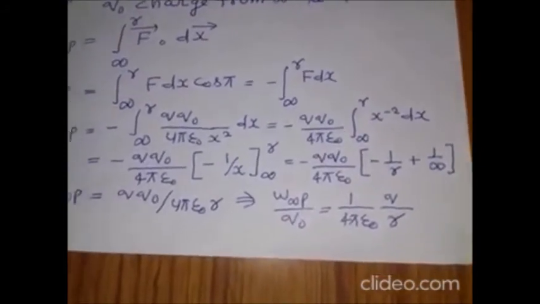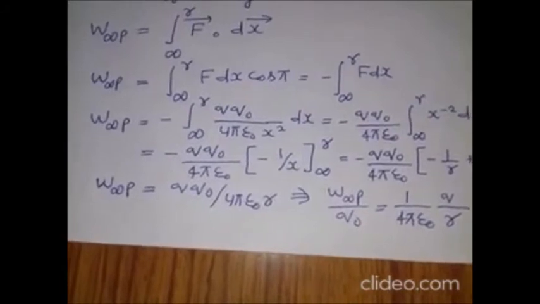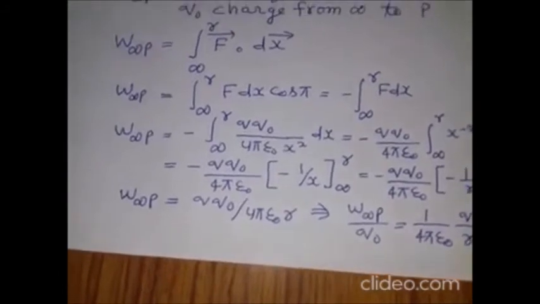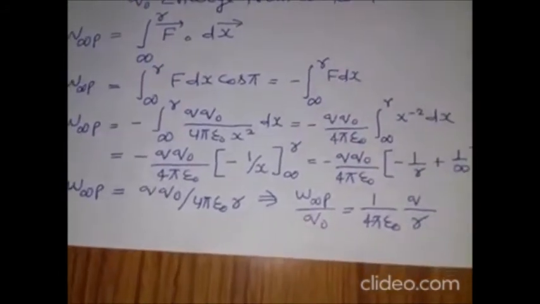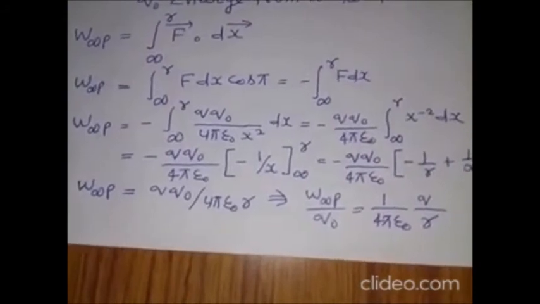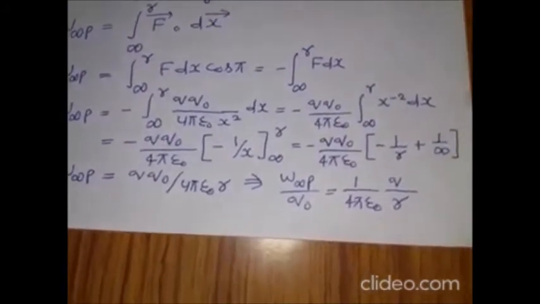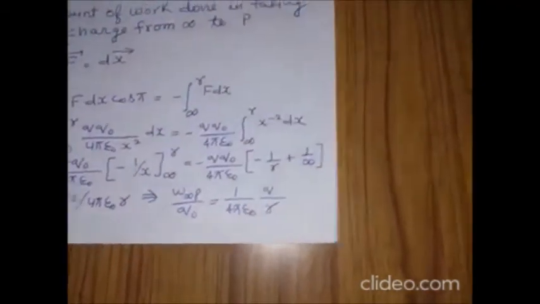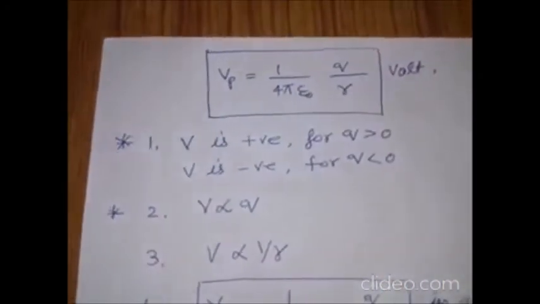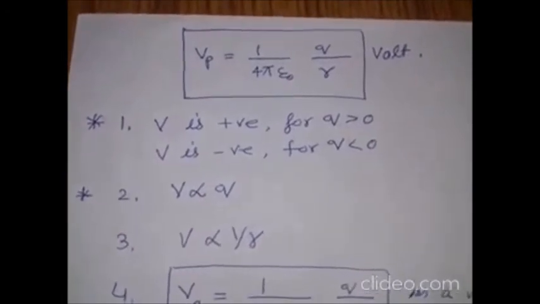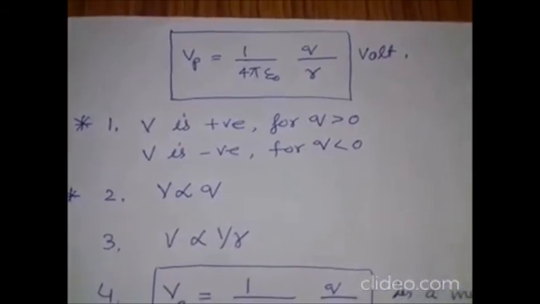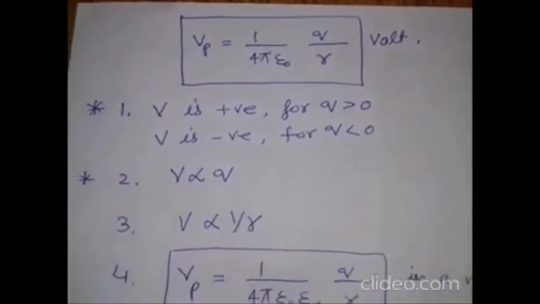What you get is W infinity to P is equal to Q naught upon 4 pi epsilon naught r. Take Q naught to the denominator of W infinity to P: W infinity to P divided by Q naught is equal to 1 upon 4 pi epsilon naught Q upon r. And finally you got the electric potential due to an isolated point charge at a separation r. Vp is 1 upon 4 pi epsilon naught Q upon r.